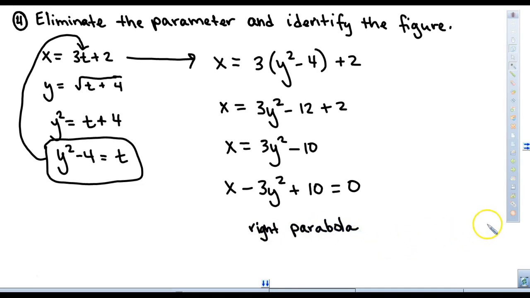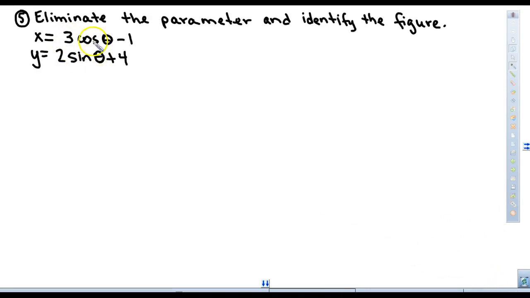Okay, now they don't always turn out to be parabolas. Look at this one. Whoa, we got some trig in there. Everybody say, yay, we have trig. Okay, so this one's a little different because you'll notice that this time your parameter is not t. There's no t in here. There's a theta instead. Okay, so this time we are going to eliminate theta.